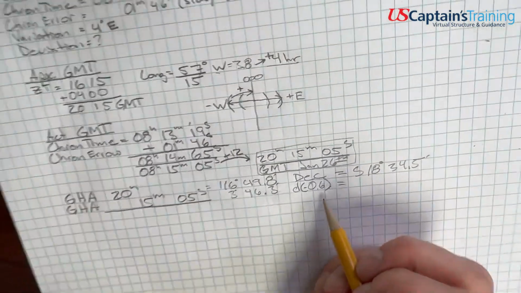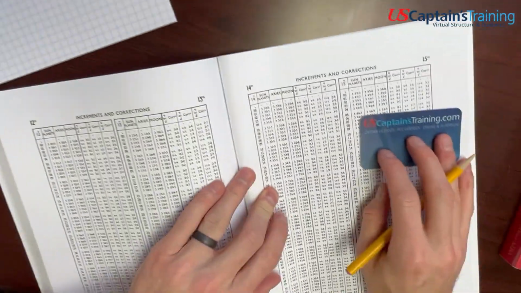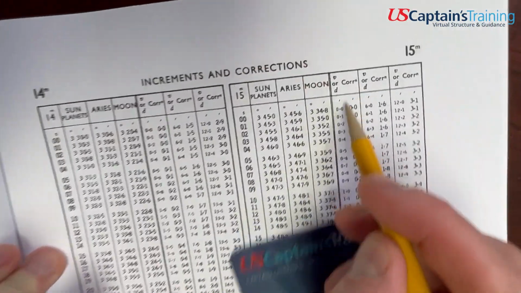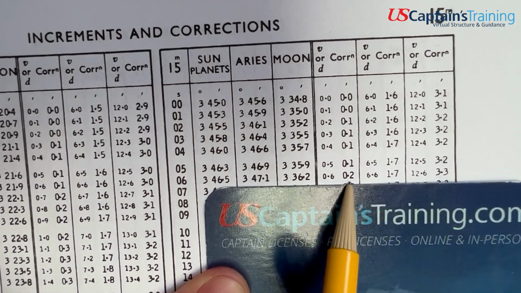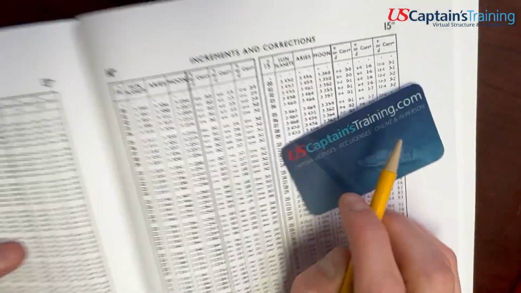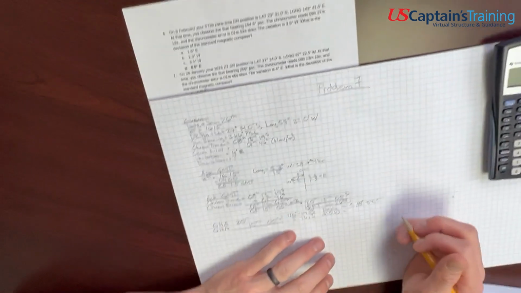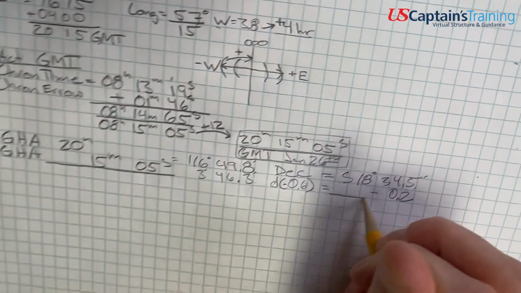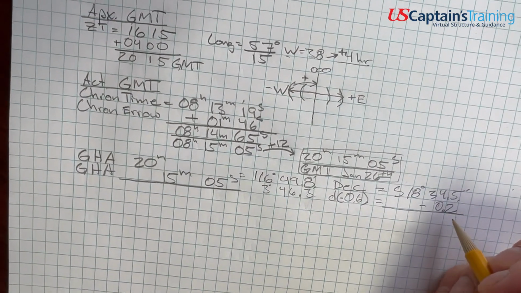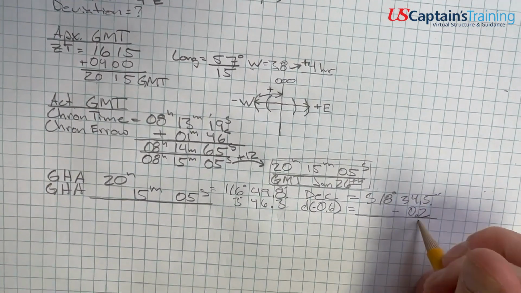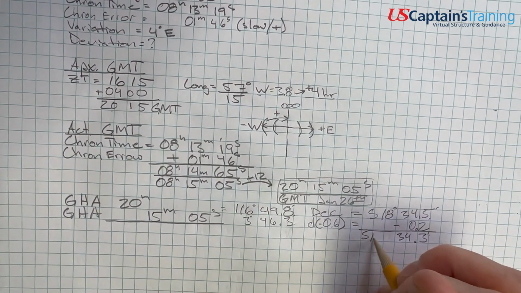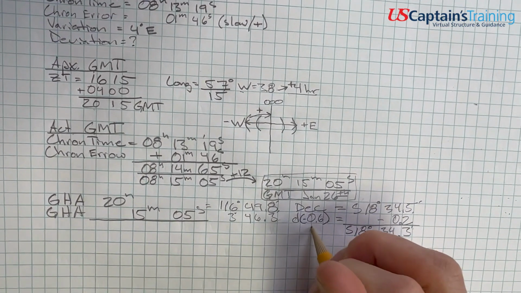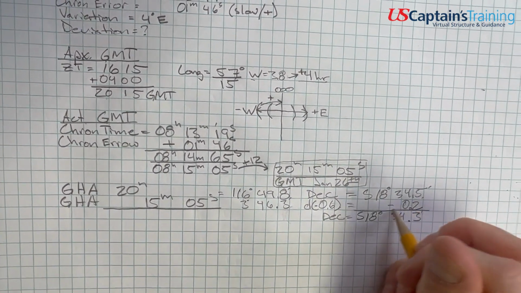Okay, and now we can go and get our D correction here. For 0.6, here's the D correction. We use 0.2 right there. So we're going to subtract 0.2 minutes. This will give us our total declination. So 5 minus 2 is 3. And that's 34, and south 18. This is our declination. Good.